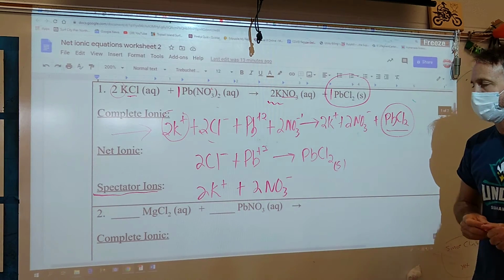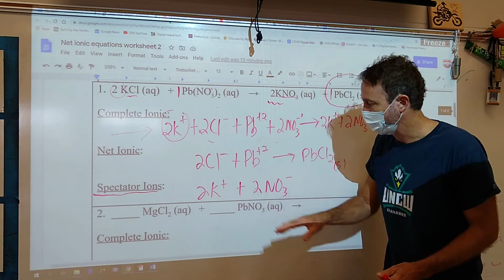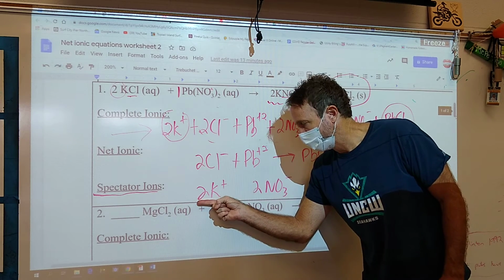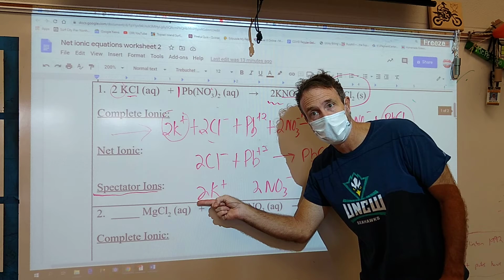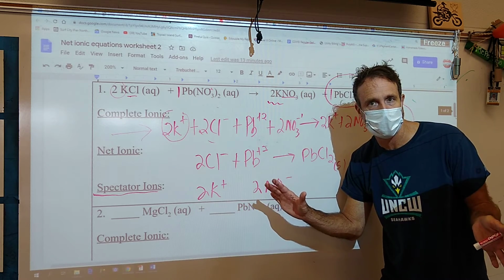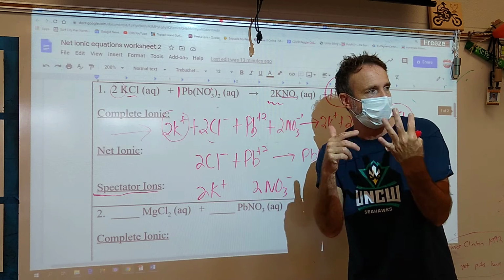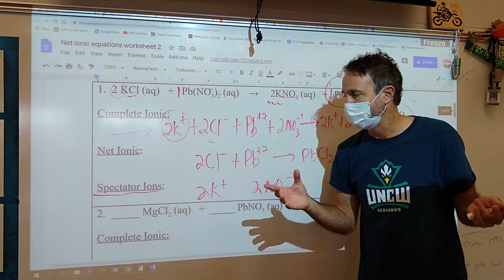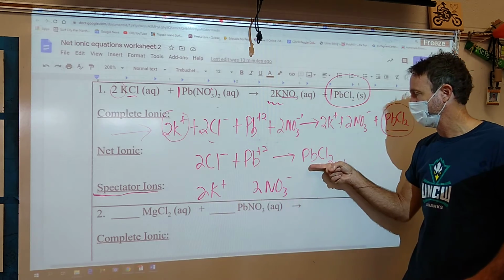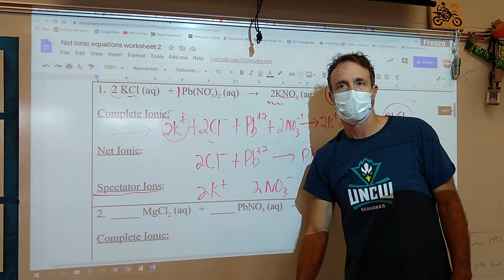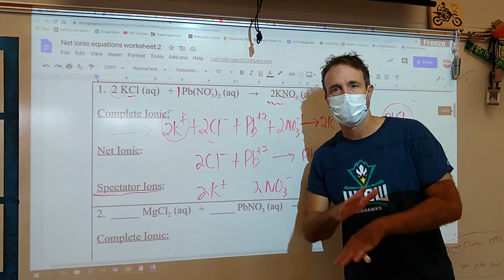they're not doing anything. I know you don't even need a plus there if you don't want it. The spectator ions are the 2 potassium ions and the 2 nitrates. They're not doing anything. Does that make sense? They're just swimming around in the water watching. The only guys that are doing anything, the lead and chloride, are getting together to make lead chloride. These guys are doing nothing. They're the spectators. End of video.